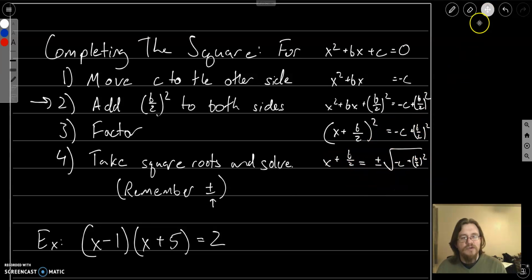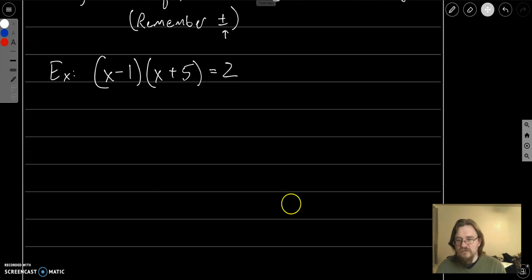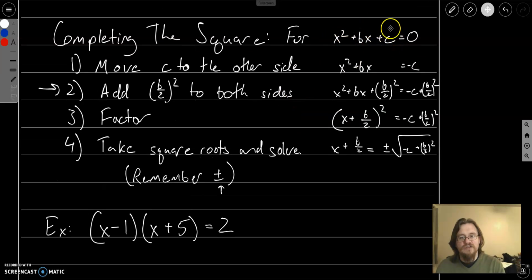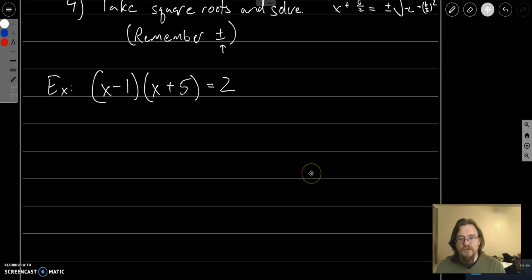So let's go through an example of how this actually works. So let's complete the square here. To complete the square, we do need it to look like the quadratic polynomial. So let's FOIL this out. So x times x, the first terms, the outer terms, x times 5, the inner terms, negative 1 times x, and the last terms, negative 5. And all that's equal to 2.